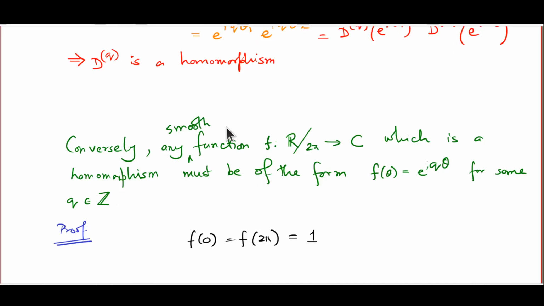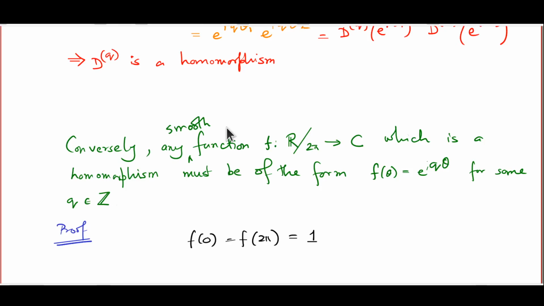So f of 0 has to be 1, of course, because the homomorphism maps identities to identities. Here, remember, we are talking directly in terms of theta rather than e to the i theta. I could have used that language, but it's pretty easy to use either interchangeably. So here I am talking directly in terms of theta, but because of the cyclicity of the problem, we have to use this R modulo 2 pi.